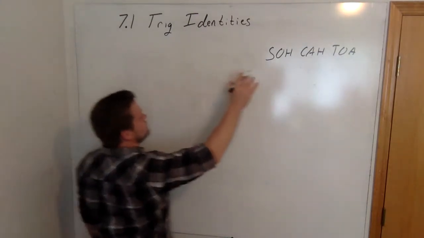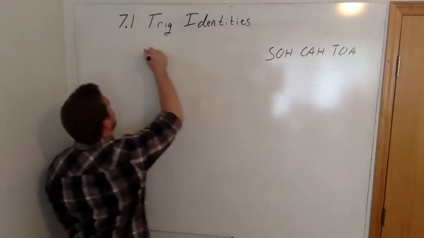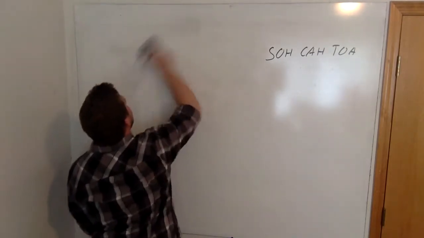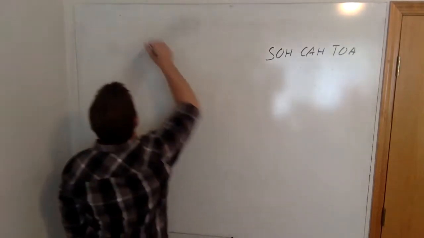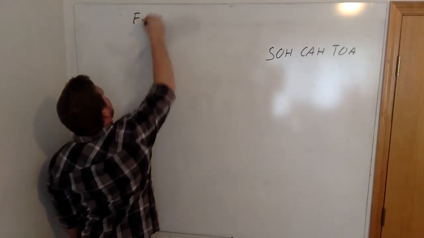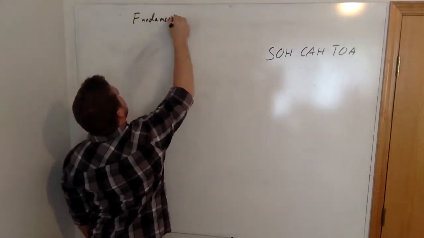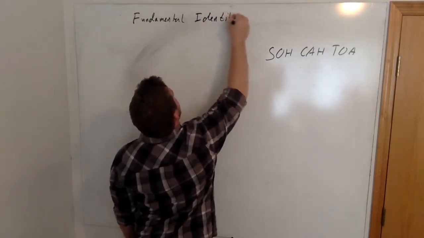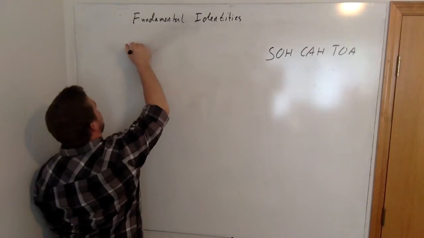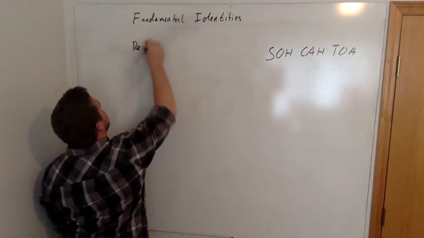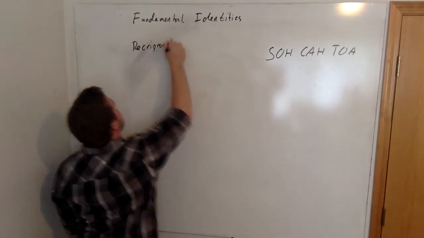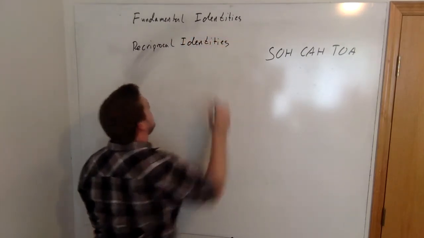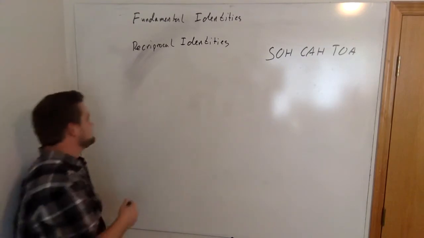So we'll keep this here, but we're going to be talking about the fundamental identities. Let's actually move this up here and give ourselves a little bit more room. Okay, the first ones we're going to talk about are the reciprocal identities. We're already very familiar with these ones here.